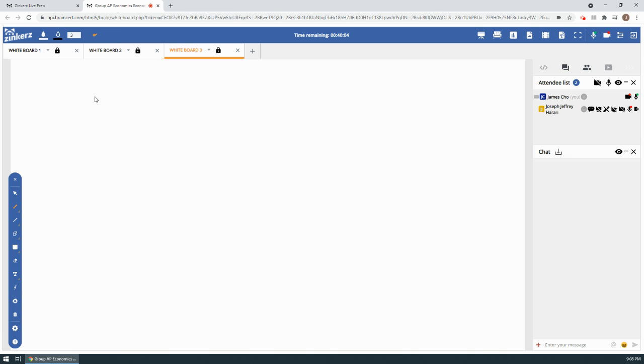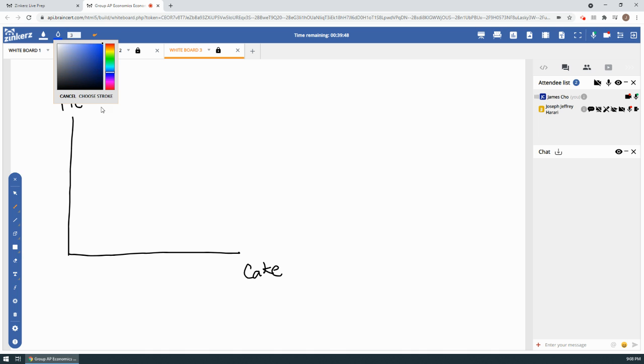All right. So related to that idea of our PPF, when we have two products that are very similar to each other, like I think we talked about pie and cake, what that's going to mean is our PPF curve is going to be easy to draw. It's going to be a nice straight downward sloping line. There's our PPF.